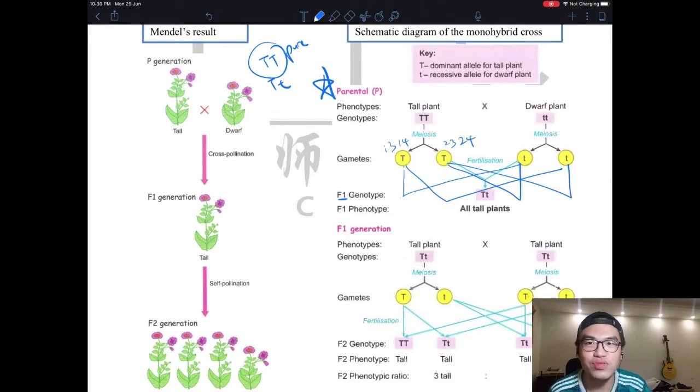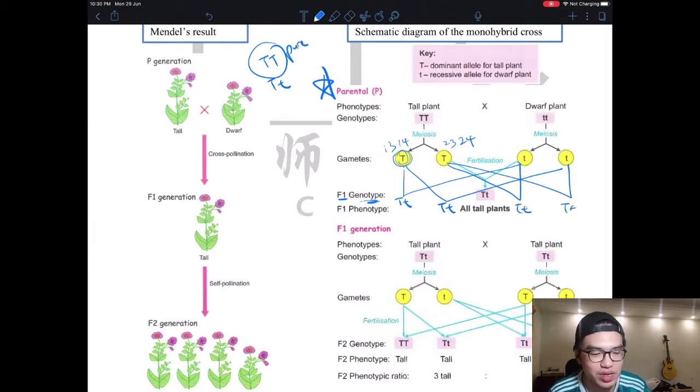Genotype is what you see, what's the gene. Okay, so the first one is big T, small t. Can you see big T here? Big T here, and then this is 1, and then 3 is this, and then short t. Big, small, because big T and small t here.